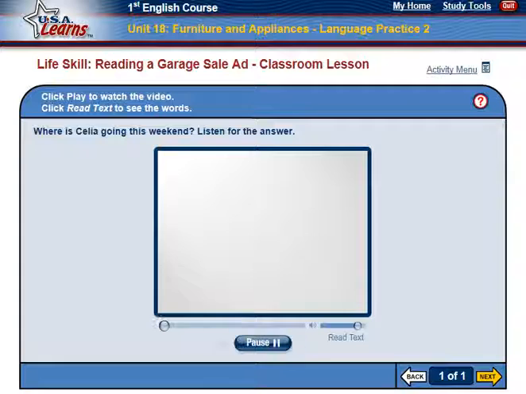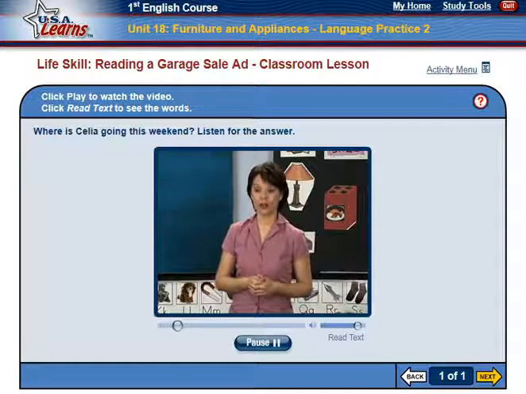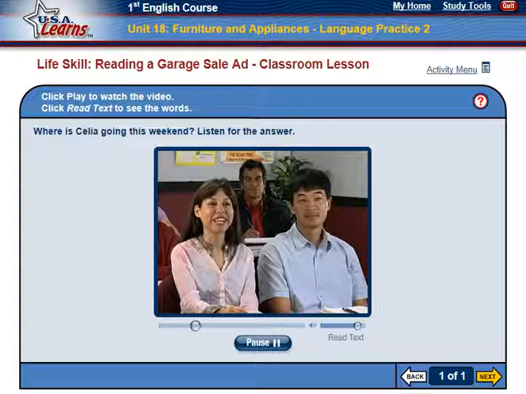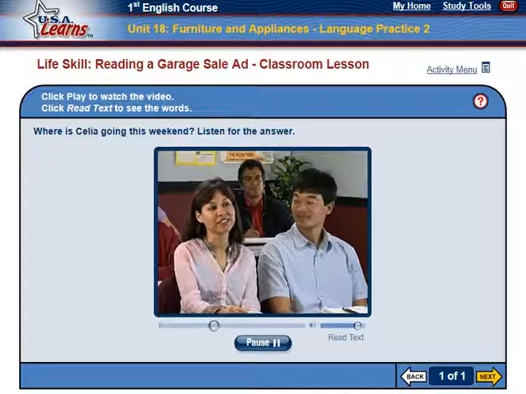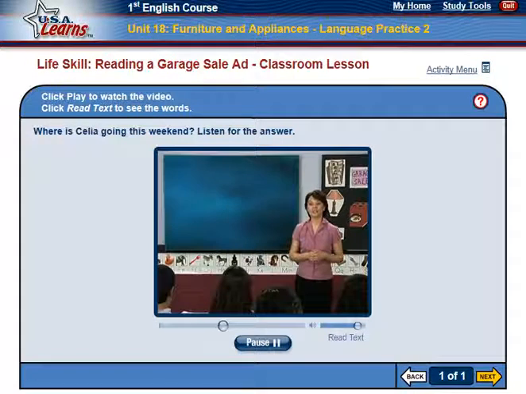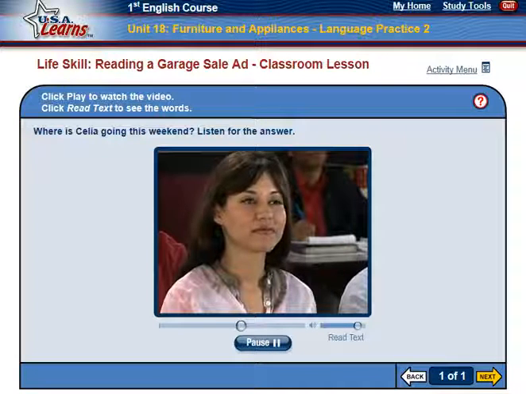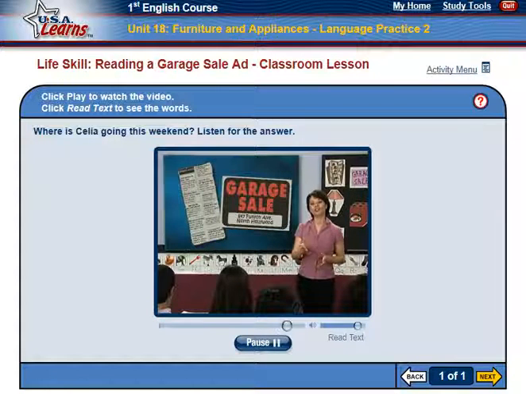So, Celia, are you going to go to a garage sale to look for furniture? Yes, I want to go to a garage sale this weekend. But how do I find a garage sale? You can find garage sales listed in your local newspaper. And sometimes people put signs in the neighborhood with the address of a garage sale. Time to go. Use the English we've learned, and good luck with your new apartment, Celia. Thank you.